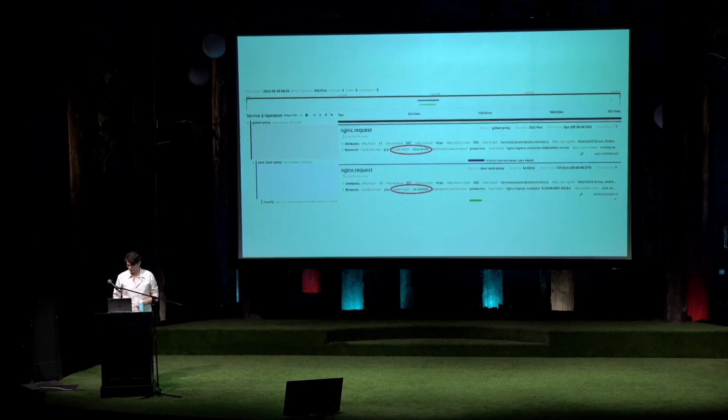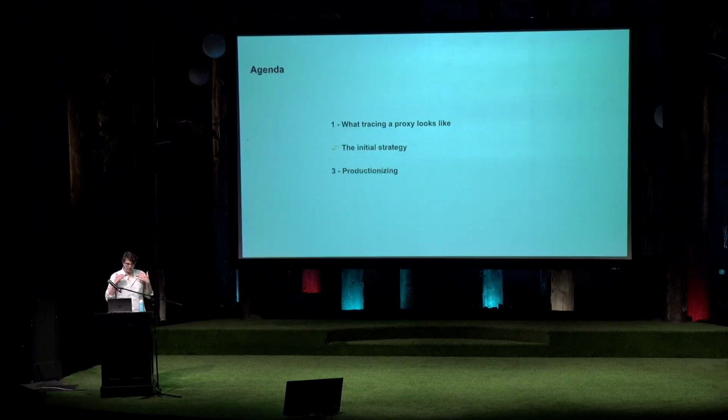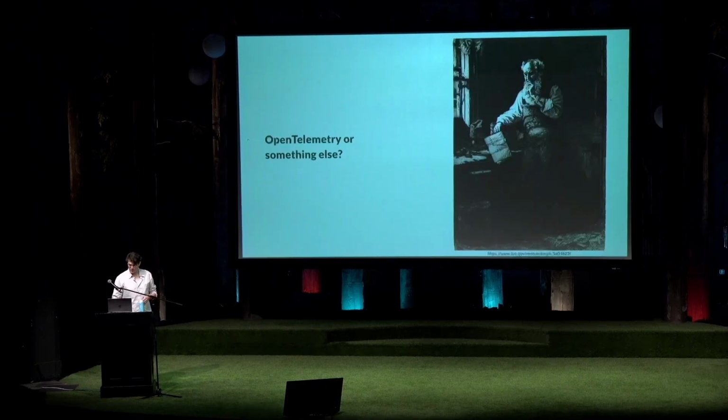So we made some strategic choices in order to get to this point where we had this kind of visibility so we could do spot checking and quantitative analysis. We had two main questions to address. The first one was, did we want to use OpenTelemetry or something else?